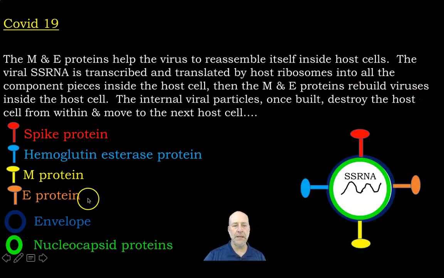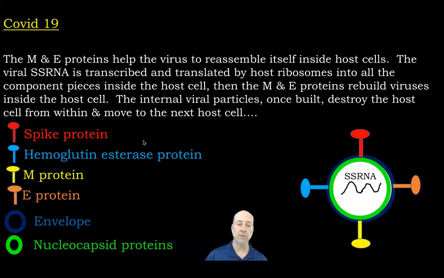The M and the E are a little less fancy, but still really important for the viral health, the viral survival, and the viral propagation. Because once the virus enters the cell, it sort of breaks into its constituent parts, and then it runs the RNA through your host ribosomes. So the RNA goes through your host ribosomes, and it makes all the viral proteins. It makes more spike protein.